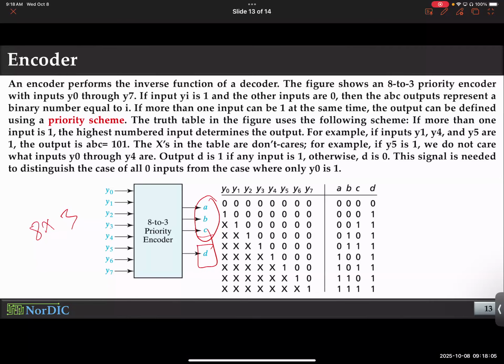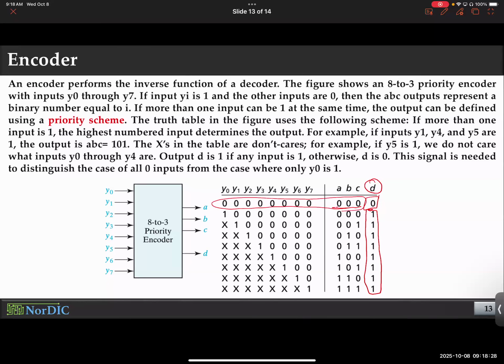So it needs to know when it's either a 0 or a 1. Yes, so thank you. I think the answer could be easily visible from here. Notice the output D is mostly always 1, except for one case. That is when all the inputs are 0.